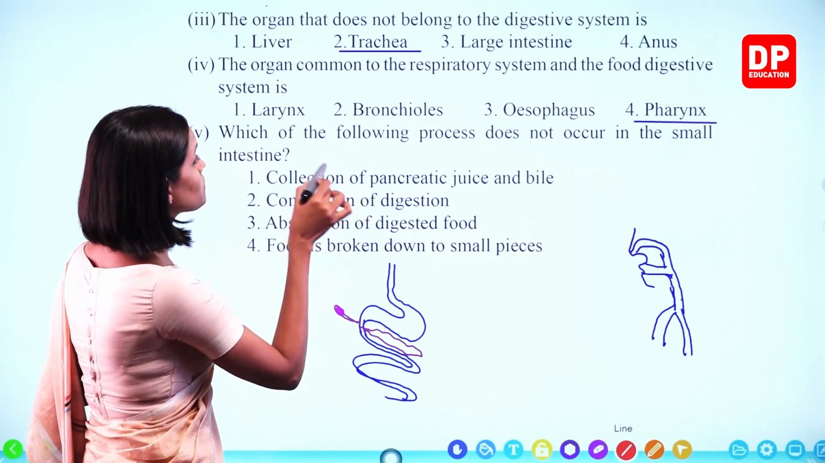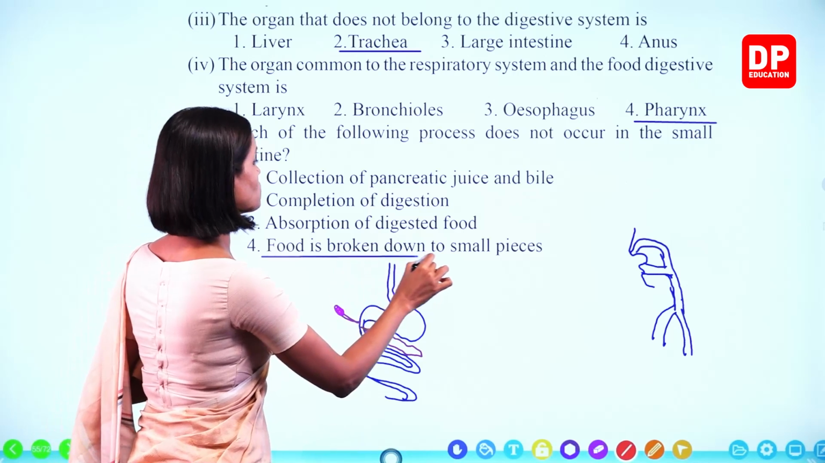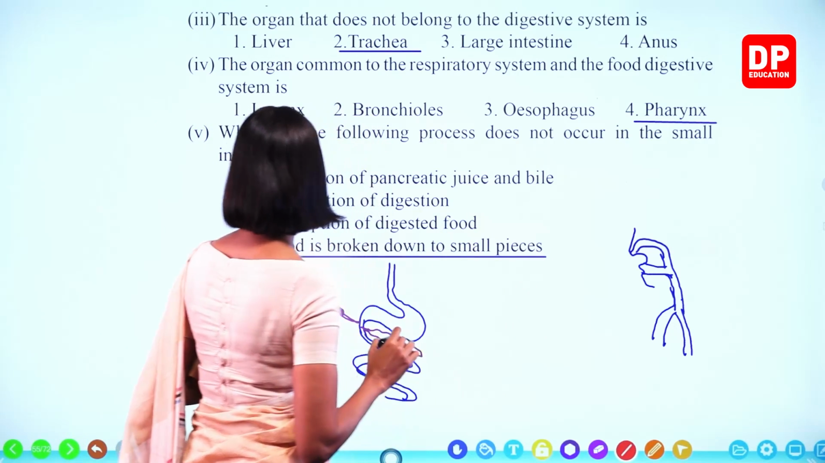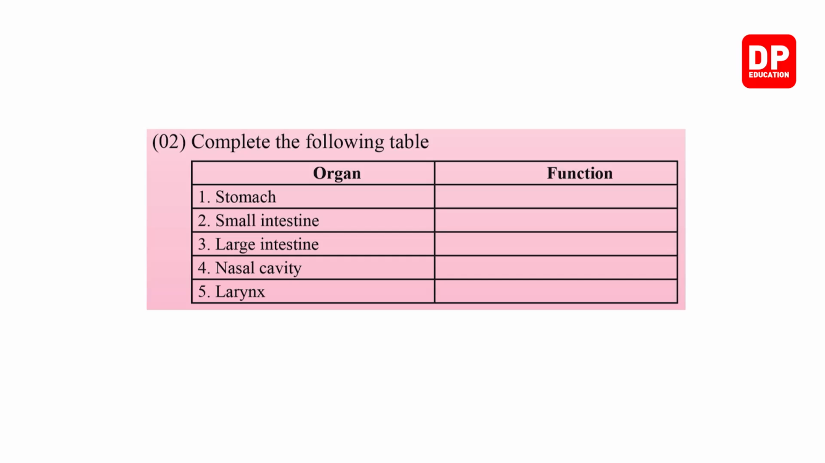So, which of the following processes does not occur in the small intestine? Food is broken down to small pieces. Right, children? We'll move on to the next. Right. Complete the following table.